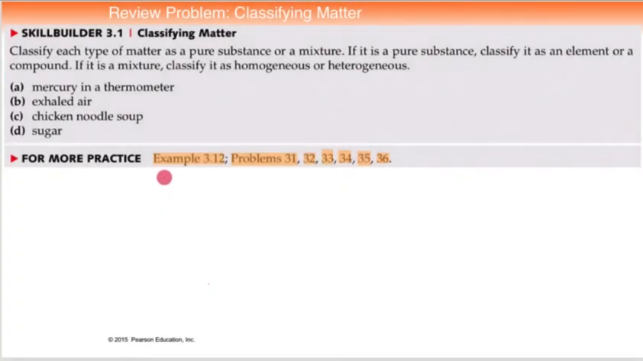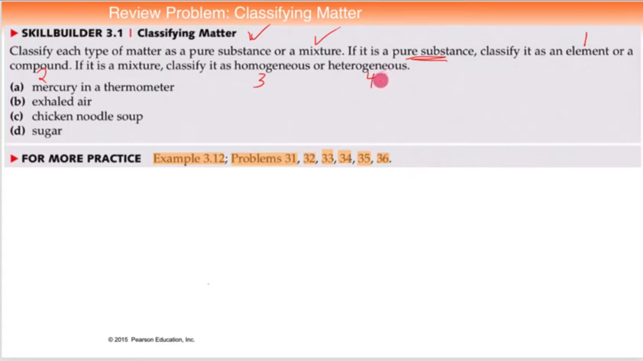So one important topic in chapter 3 is to be able to distinguish 4 different types of matter. They're in 2 broad categories. You've got pure substance versus a mixture. Within that pure substance category, you have element and a compound. And within the mixture category, you have the difference between a homogeneous mixture and a heterogeneous mixture.